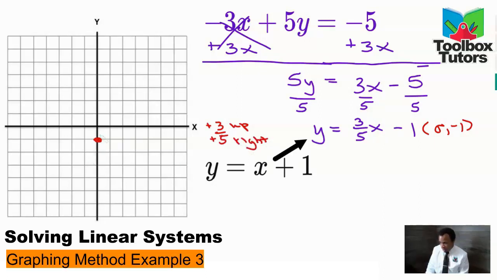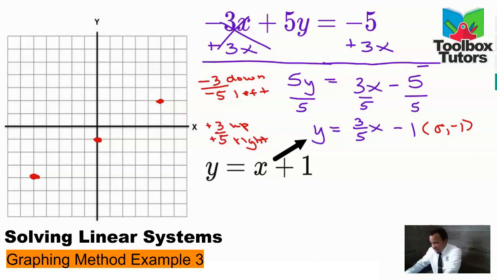So from here, we go up 3: 1, 2, 3. Right 5: 1, 2, 3, 4, 5. From here, we can't go up 3 and right 5 anymore. So what we can do is take positive 3 over positive 5 and switch it to -3 over -5. So -3 tells us to go down. -5 on the bottom tells us to go to the left. So from here we go 3 down: 1, 2, 3. Left 5: 1, 2, 3, 4, 5. And here we have our 3 points for this first linear function.